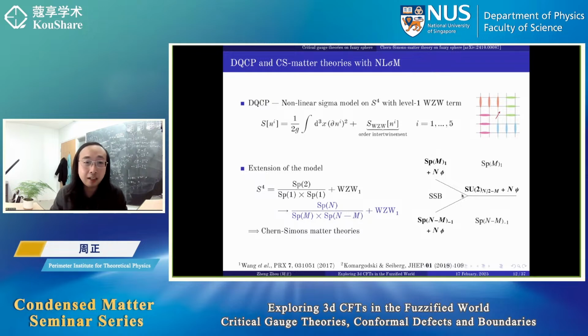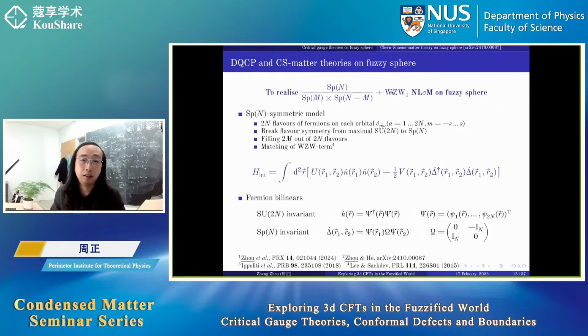So to realize this nonlinear sigma model with Wess-Zumino-Witten term on the fuzzy sphere, we begin with constructing an Spn symmetric model. That is to say, we put 2n flavors of fermions on each orbital.